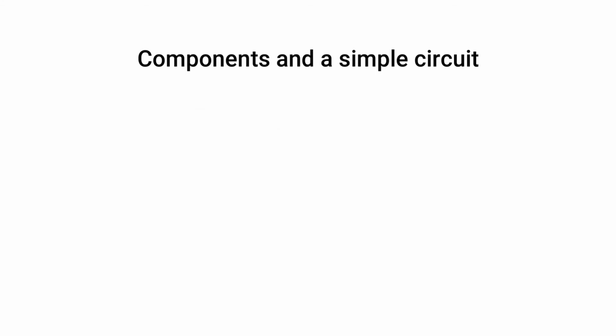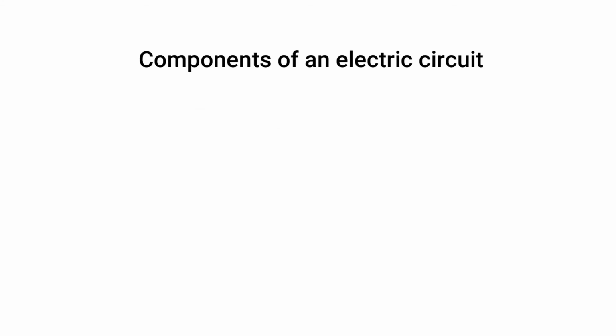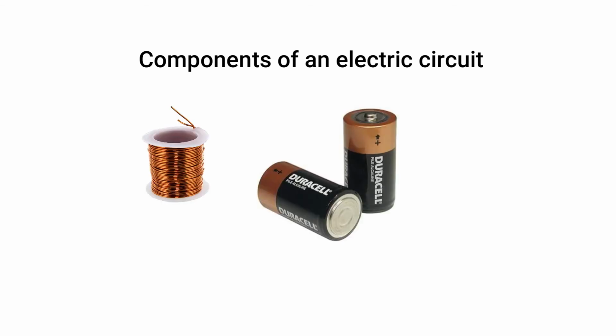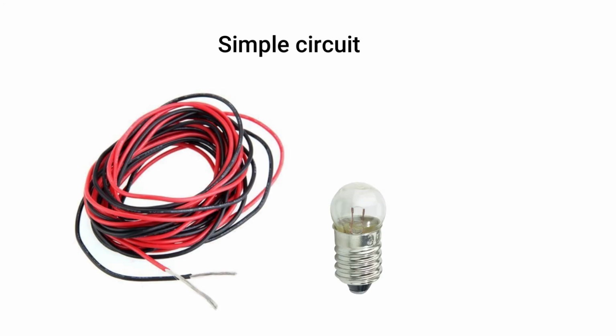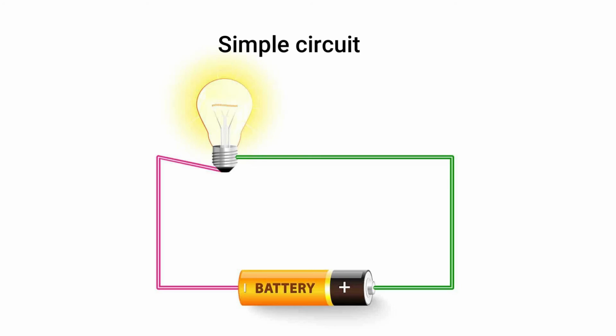Components and a simple circuit. Components of an electric circuit include copper wire, cells, bulbs, and bulb holders. A simple circuit is made up of components such as wire, a bulb, and a cell. In a simple circuit, we have a light, and this light is attached by two wires to a battery. And when all these things are connected in a loop, we say that we have an electric circuit.